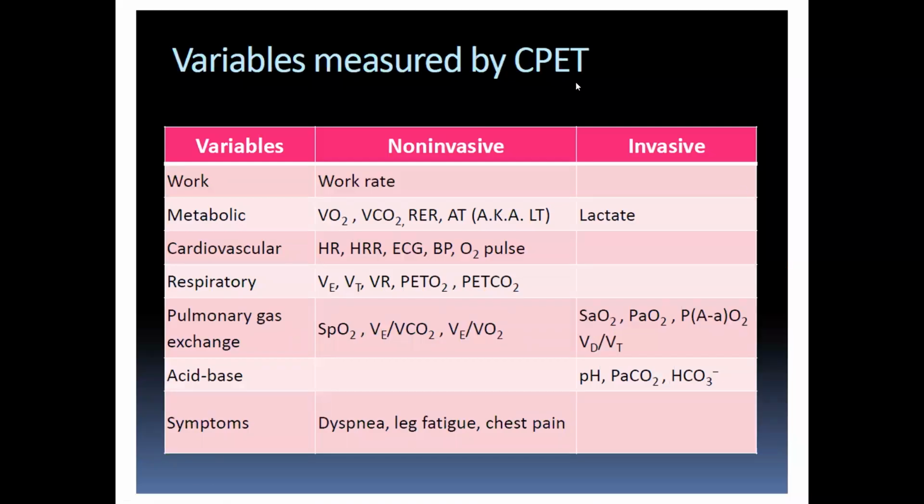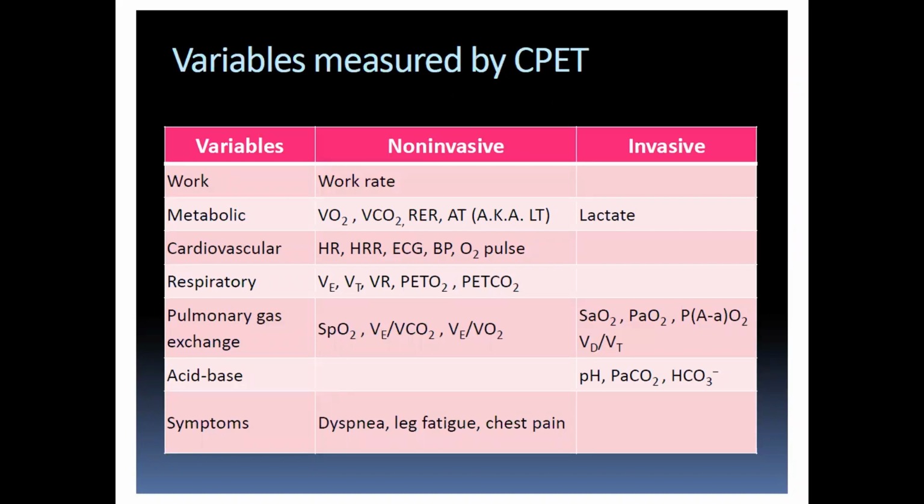Now, what variables do you measure during cardiopulmonary exercise testing? And this is what we're going to go over in some detail. Work rate. Let me tell you very clearly, there's two ways of doing cardiopulmonary exercise tests. You can either use a treadmill or you can use a cycle ergometer. Most programs have moved towards cycle ergometer.